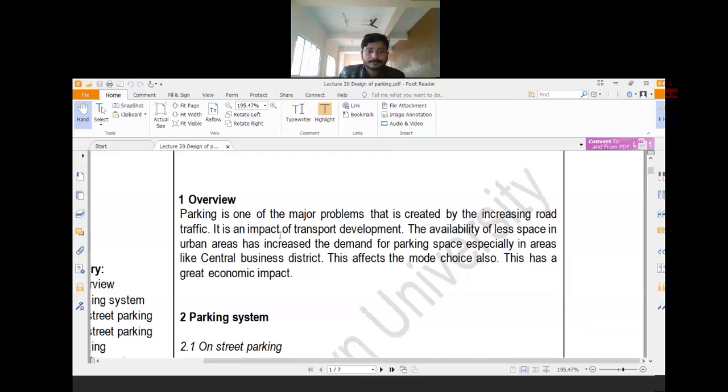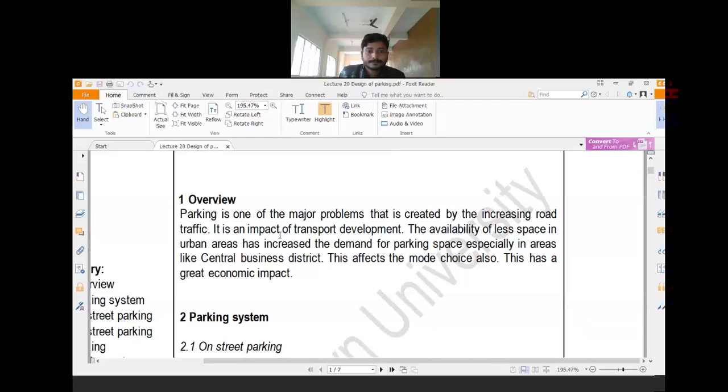Okay, now the availability of less space in the urban area has increased the demand for parking space, especially in areas like the Central Business District. So, what is the Central Business District? The Central Business District is the prime location of the city where major urban activity happens. Suppose there are two or three malls and some other activities like offices and shopping complexes at a particular place.